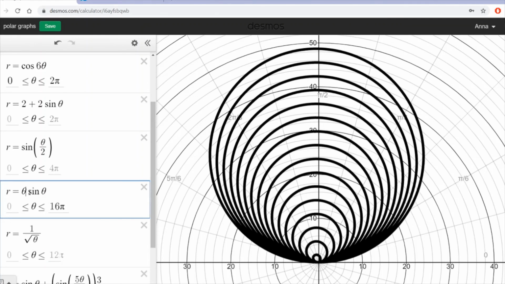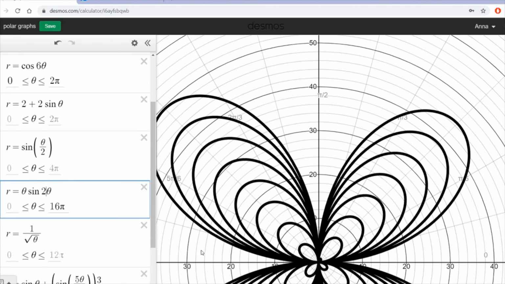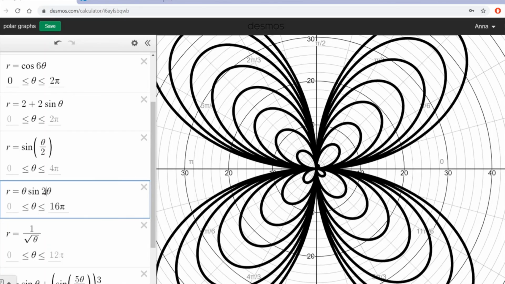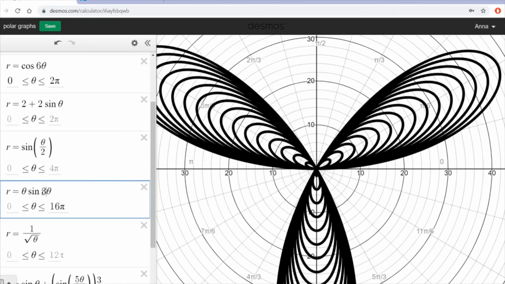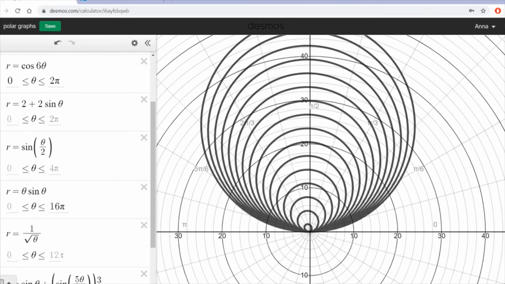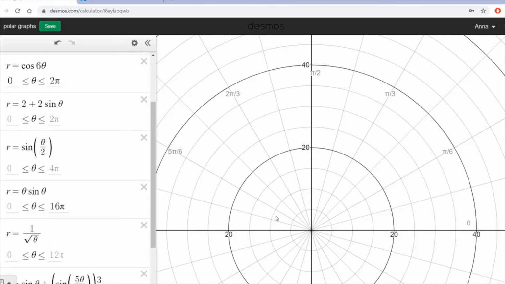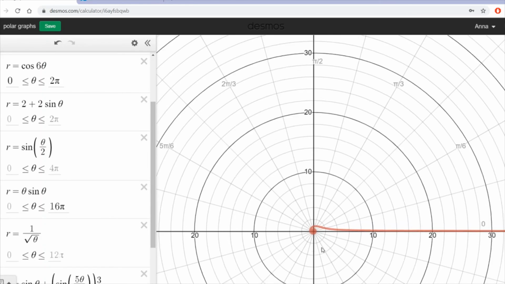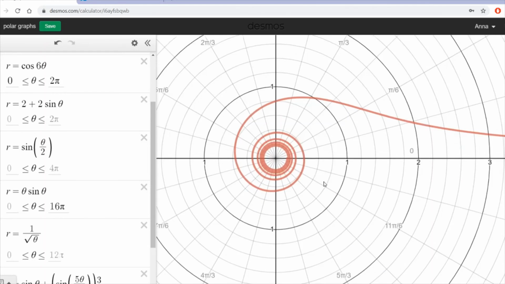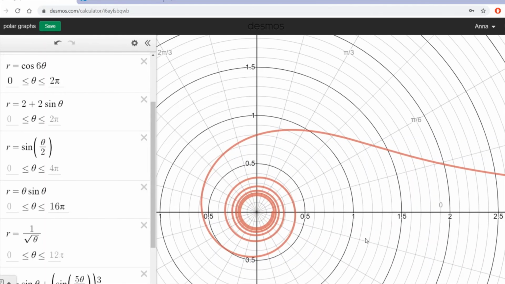And then I typed in earlier, if you change this to sine of 2 theta, all of a sudden that gives you something totally different, right? Or sine of 3 theta. So there's a lot of really cool graphs that you can get out of experimenting with these. I think this was the one that I especially really like. So this is 1 over square root of theta. So it gives you this kind of coil shape.